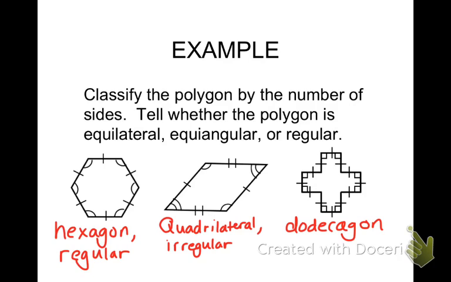Okay. Is it equilateral over here on the dodecagon? Yes. Is it equiangular? No. I see a bunch of right angles, but look at these interior angles. Is that a right angle right here? No, that's definitely not. That's 270 degrees, right? So it is not equiangular. So it's only equilateral.